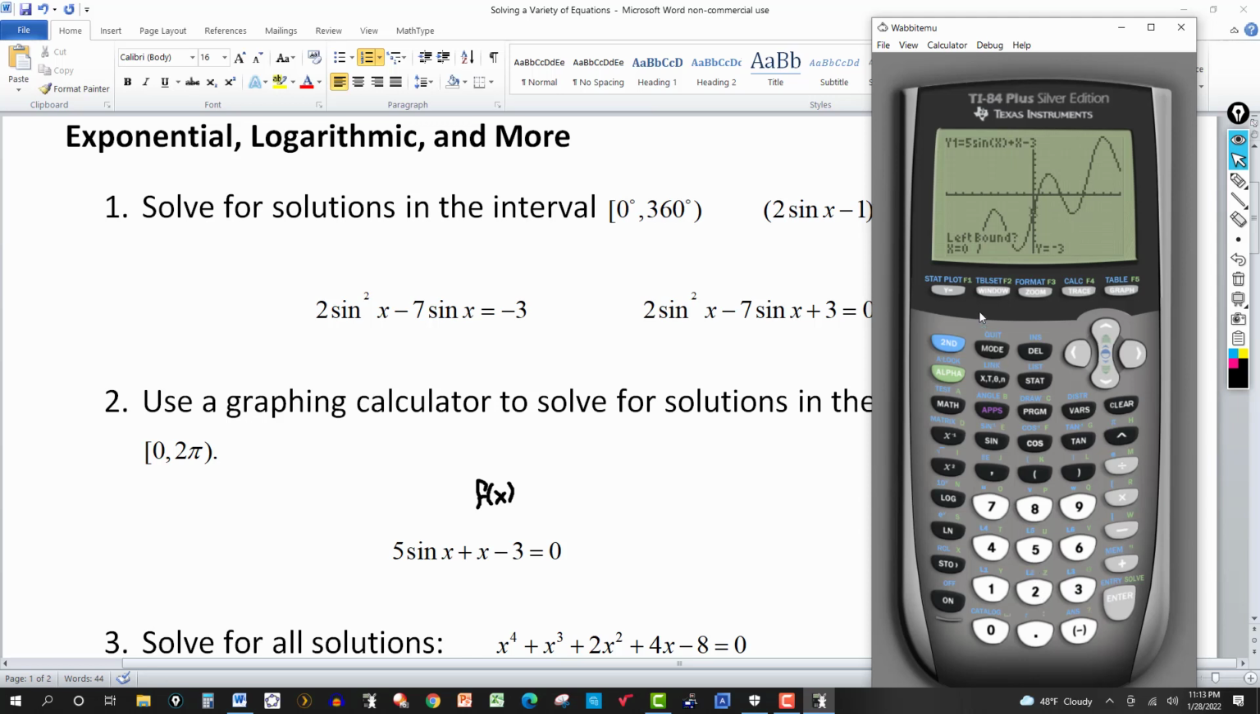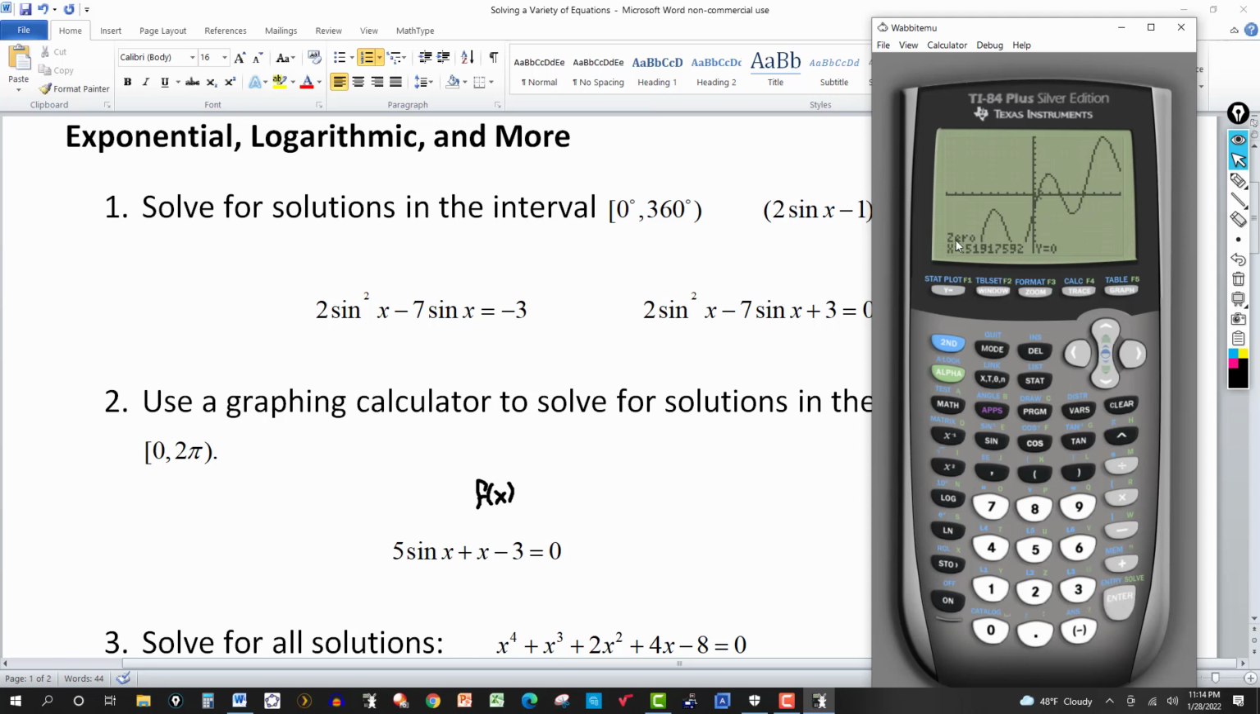So actually what I'm getting here is the first component of the x-intercept. You look at the lower left here, it says it wants a lower bound or left bound. So go up, not quite to the point here, and hit enter. Now it wants a right bound. So go past the point, hit enter. Now it wants a guess. You can ignore that and just hit enter.